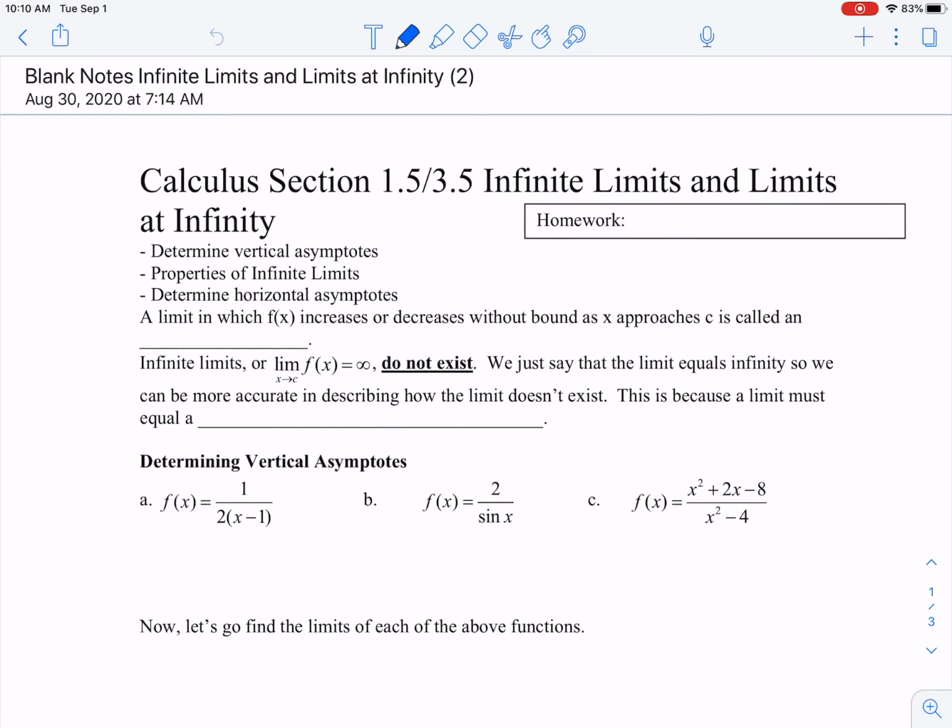Today's lesson is on infinite limits and limits at infinity. When I practiced making the notes, I realized there's a lot of material here, so you're going to have 3 separate videos to watch. The first one's going to deal with infinite limits.